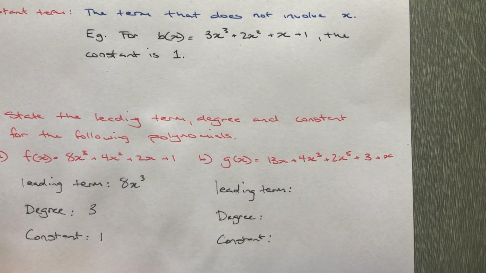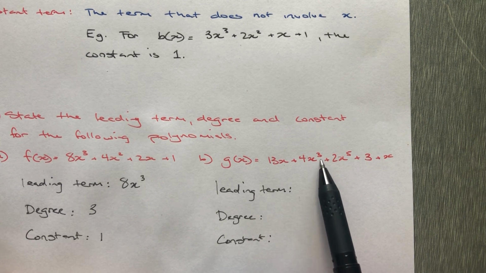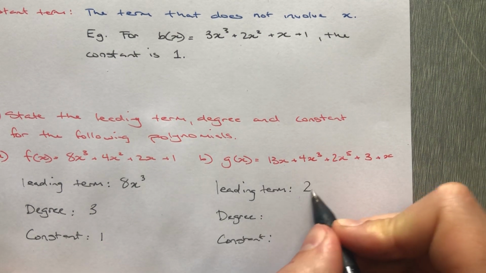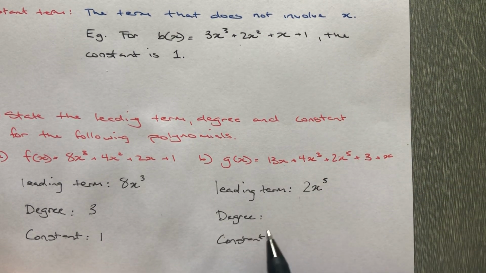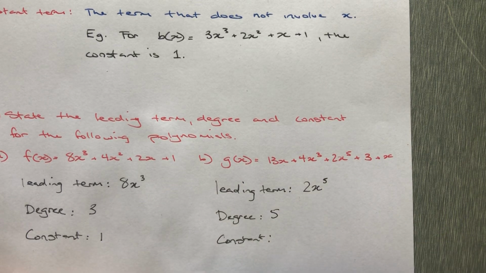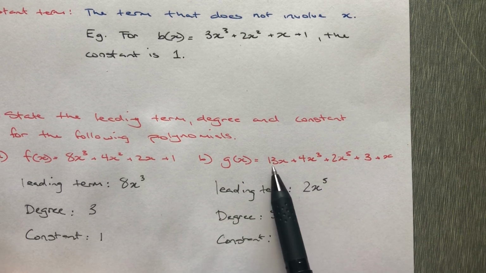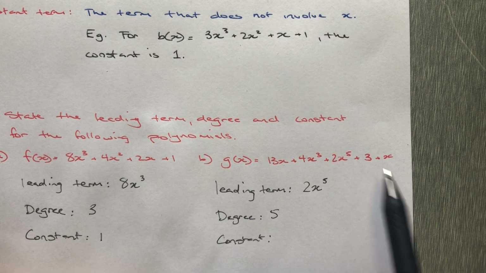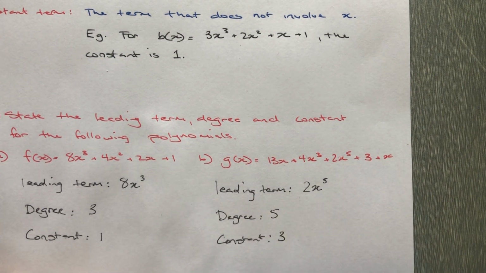Okay, leading term, so the term that has the highest power. I can see that we've got x to the power of 3, but is that the highest? No, I can see there's a higher one here, which is x to the power of 5. So this whole term here is our leading term, 2x to the power of 5. The degree is the power of the leading term, so the degree is 5. And the constant is the term that doesn't have x involved. So if we look through here, we can see that x isn't involved here. So that's our constant. Done.